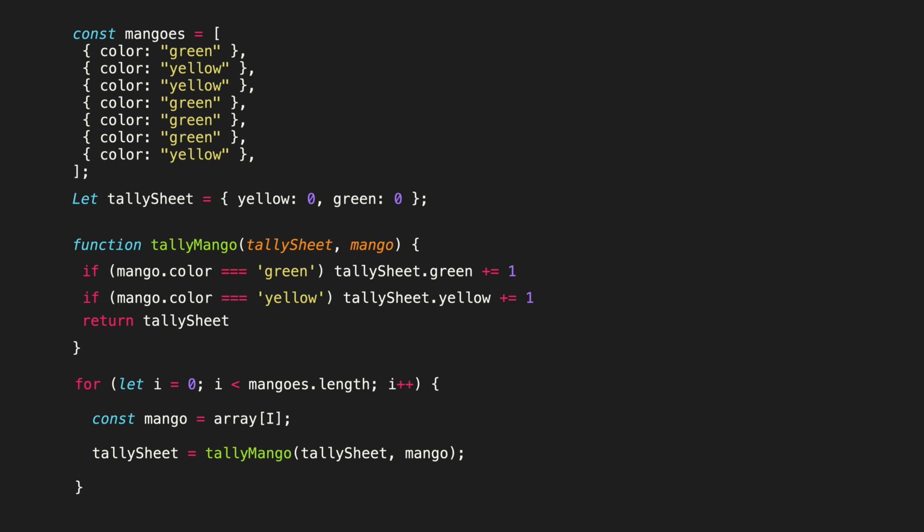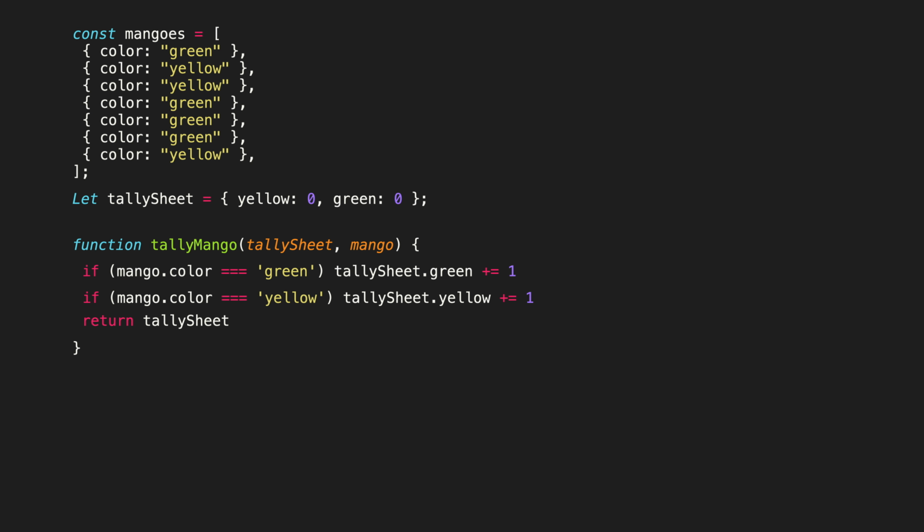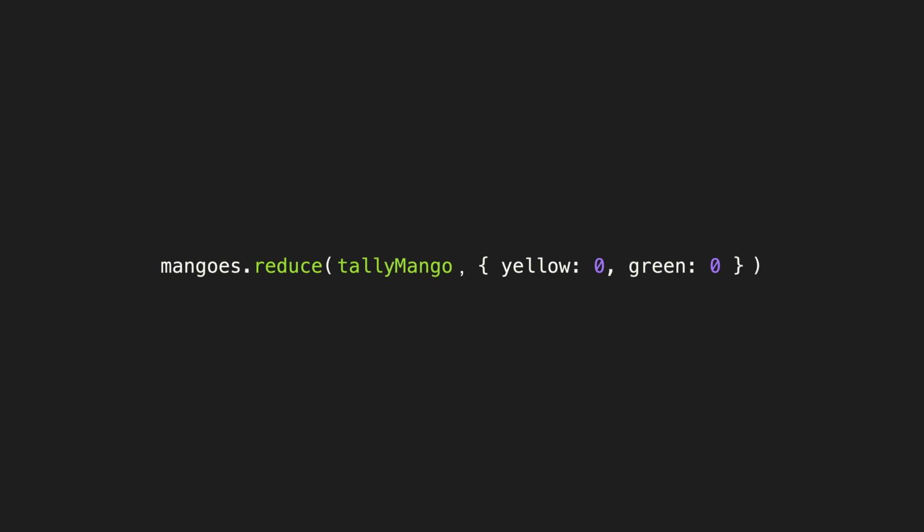Now to do this, instead of writing all this for loop, we can use a built-in function in JavaScript array. That is the reduce function, not reducer function. That is array.reduce function. Okay. You can call this function on an array and pass a reducer function as the first argument and the initial value as the second argument. And the return value of this reduce method will be the final tally sheet. So we can remove this line as well. If you run this code, you can see we are getting 3 yellow mangoes and 4 green mangoes. So this is the array.reduce method in a nutshell.